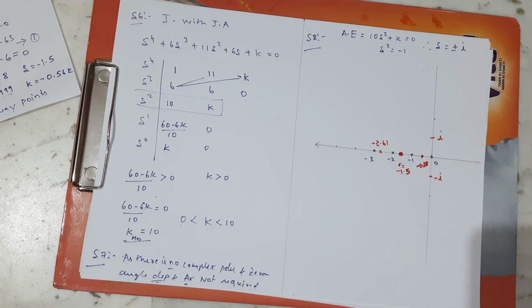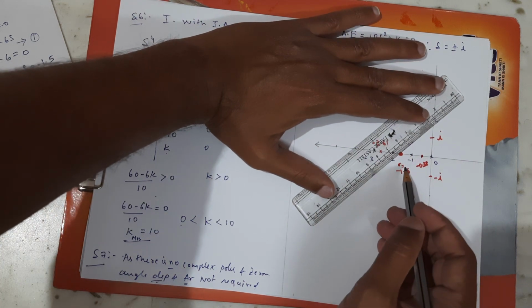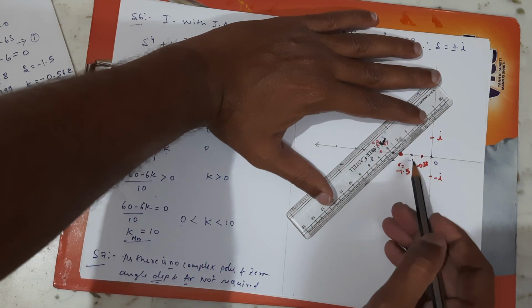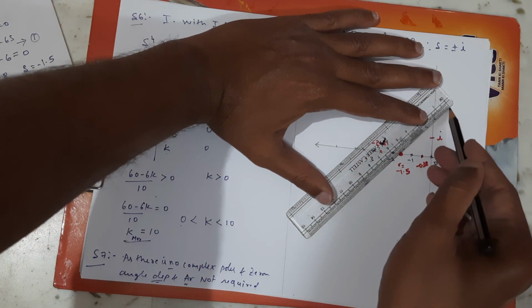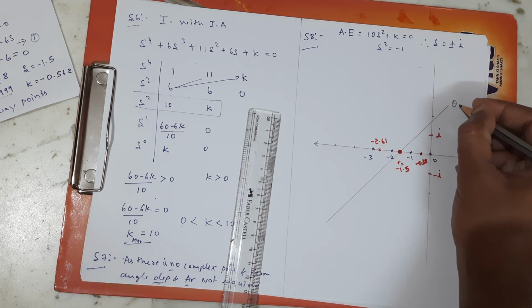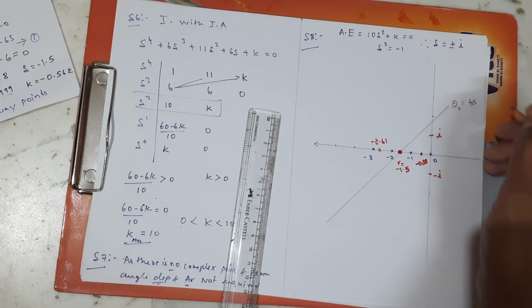Next, what? So we got the asymptotes. What are the angle of asymptote? Theta naught is equal to 45 degree. First I am going to draw the theta naught approximately, or else we can use the protractor also if you are solving on a graph sheet. Here I am going to draw the approximate. So this is a theta naught, that is equal to 45 degree.